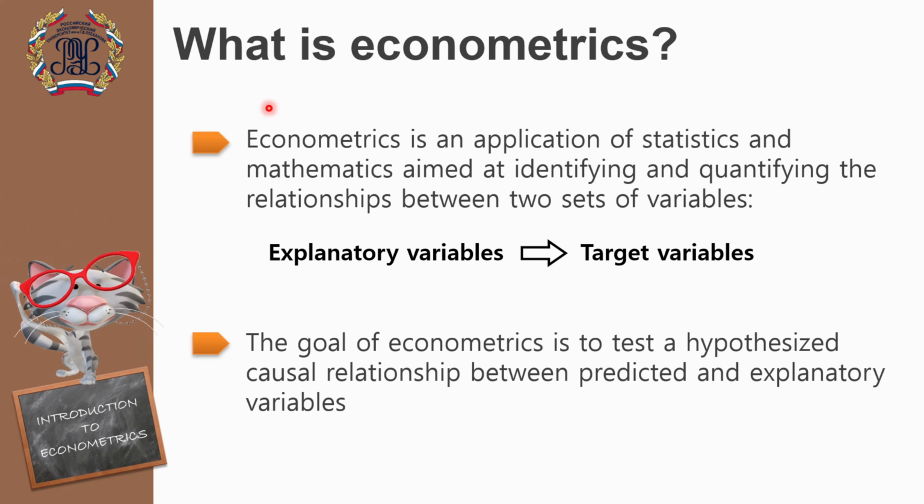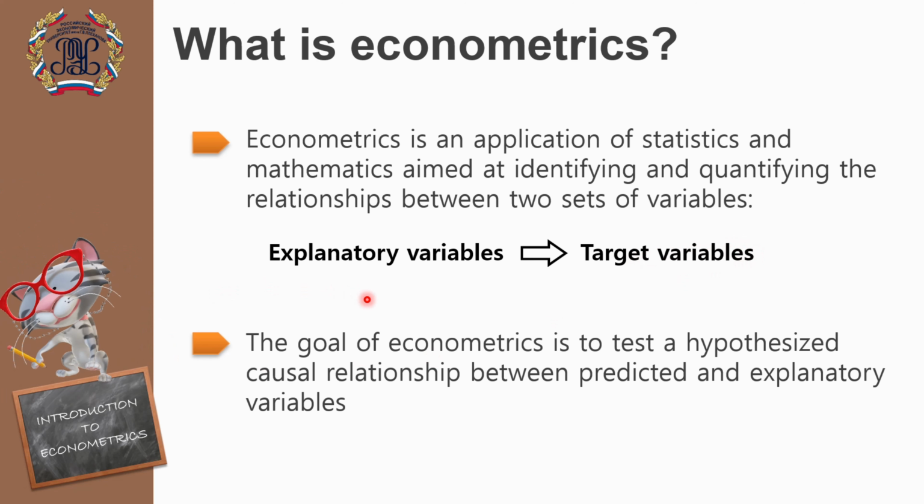Econometrics is an application of statistics and mathematics aimed at identifying and quantifying the relationships between two sets of variables. The first set is explanatory variables, and the second set is the target variables. So, we want to see how explanatory variables are influencing target variables. The goal of econometrics is to test a hypothesized causal relationship between predicted and explanatory variables. To illustrate that, let's refer to the following example.